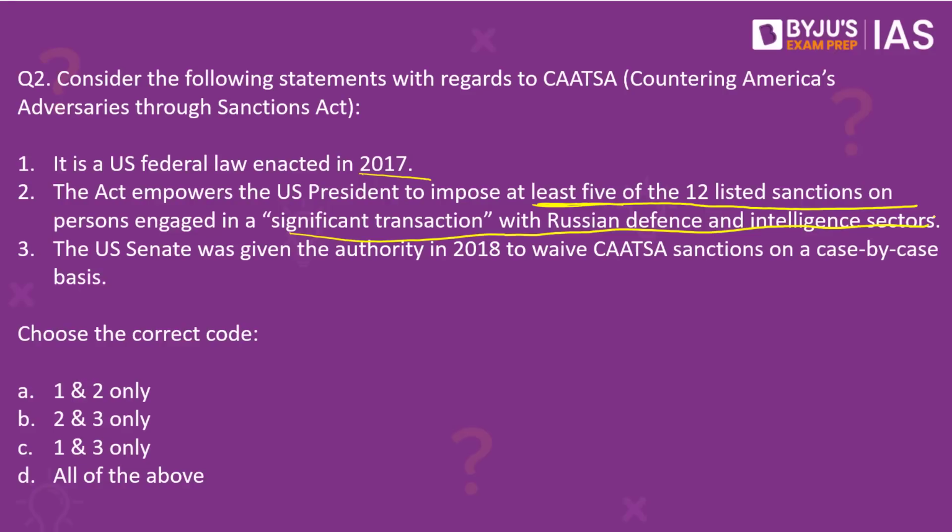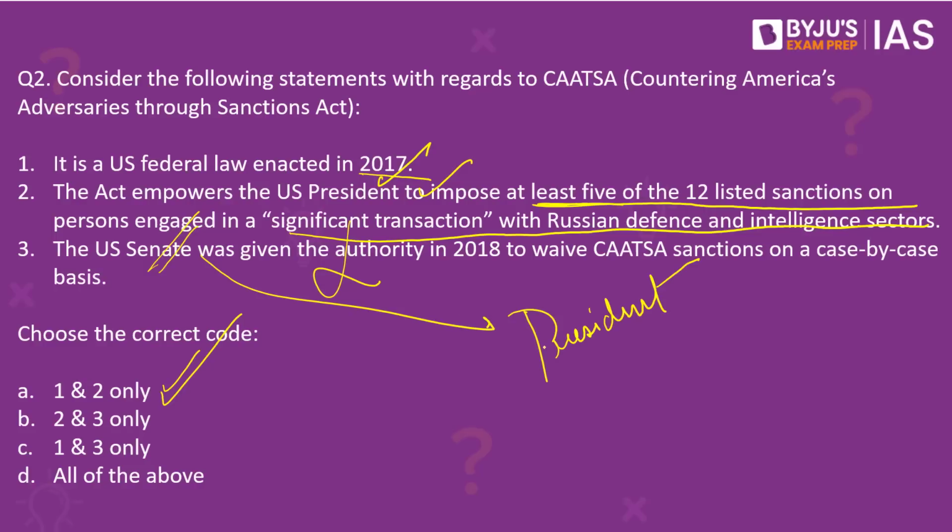The answer here would be A. 1 and 2 are correct about CAATSA. The third statement is wrong because it is not the US Senate. It is actually the American president that has been given the authority to decide on a case to case basis whether or not he would like to waive off the CAATSA sanctions.